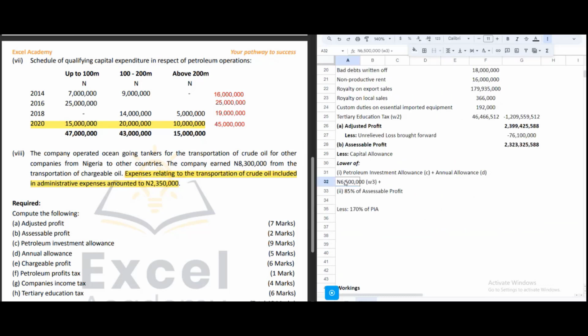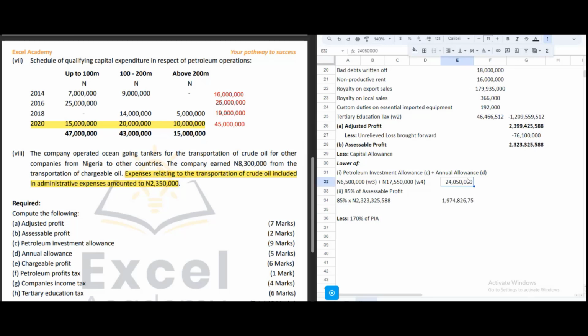Come up here. 3 plus 17,550,000, that's workings for annual allowance. 17,550,000 plus 6.5 million, that's how much? So this is 24,050,000. So you have 85% of the accessible profit now. That's 85% of accessible profit, which is this. 5% of the amount is how much? So this is 5% of 2,323,325,588, that's 1,974,826,750. So the lower of the two now, this is 24 million.